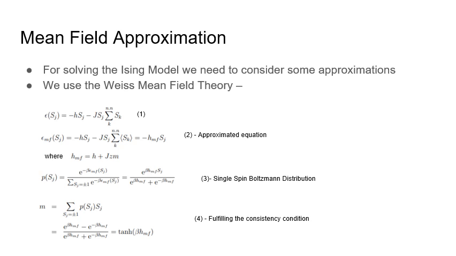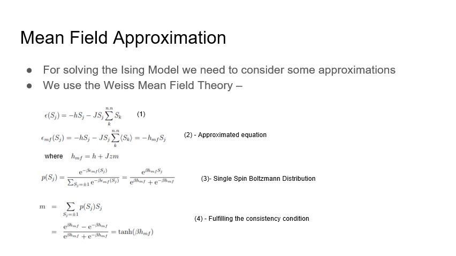So for solving the Ising model, we need to do some approximations. The mean field theory is basically the first recourse that is always used to construct a theory. There are many different theories that are used, but we'll be using the Weiss mean field theory. Now the first equation here signifies the Ising configurational energy. And here the Sj, Sk are the spins, J is the coupling energy, and H is the applied magnetic field.